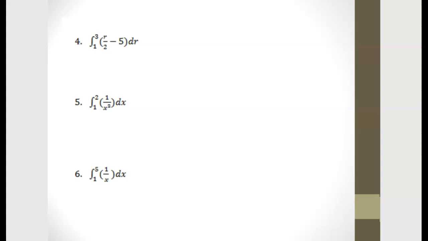Next, 4r to the 1/2 minus 5. So again, antiderivative of a constant becomes linear. So this becomes r squared over 2 times 2. So again, you can't lose the number that is there. You have to multiply by it. Minus 5r from 1 to 3.